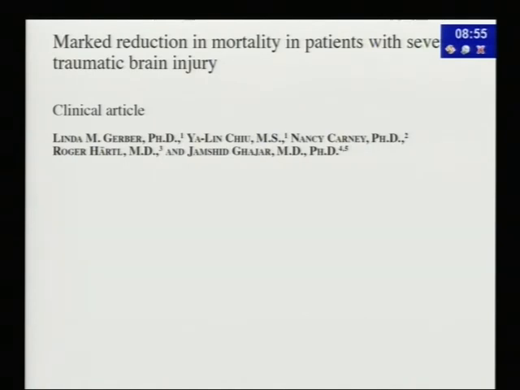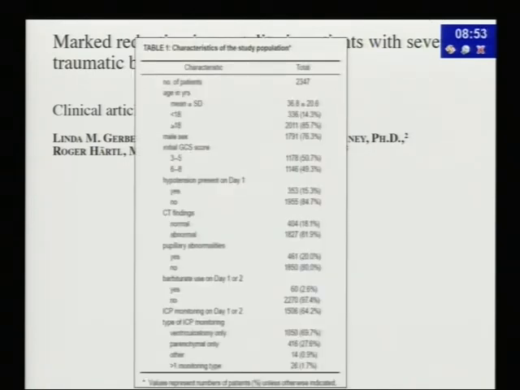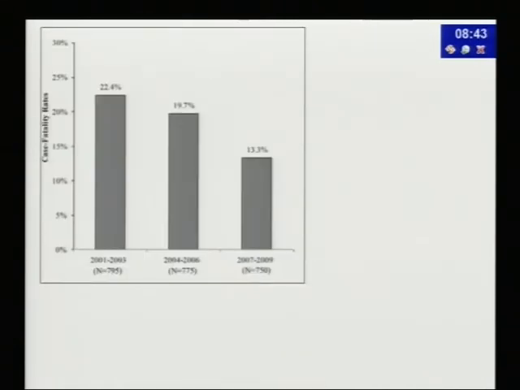Linda Gerber published another paper. Again, this is another 2,000 patient study. The age is much younger here. The other age was around 60; this is around 36. Again looking at which factor is associated with better outcome, in this case, patients between 2001 and 2003 had a mortality rate of 22%, which decreased subsequently to 13.3% in 2009.